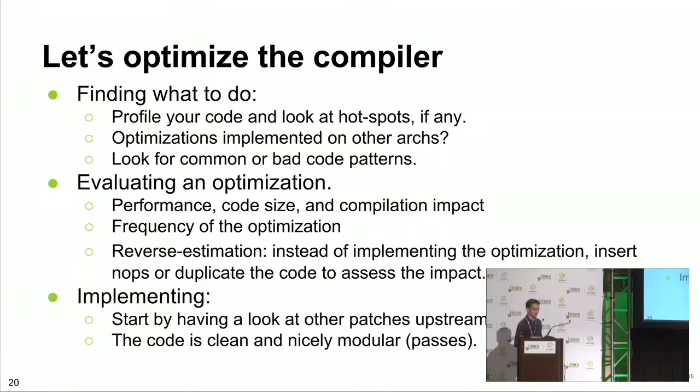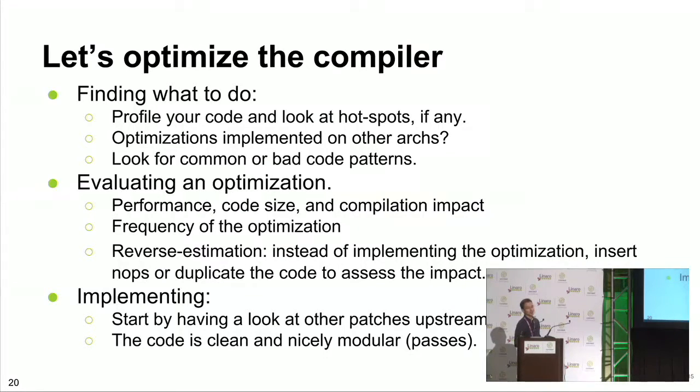One way is, of course, to rewrite the Java code, but we are not the people writing the Java code. We only work on the compiler. We are not controlling the source code. So we're going to try to optimize the compiler. First thing is to try to profile the code and see if there are any hotspots that we can optimize.